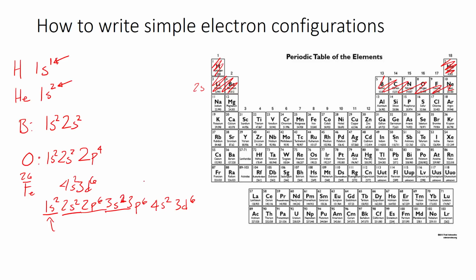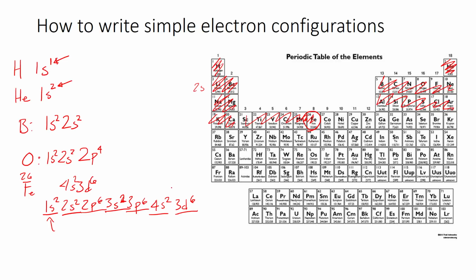3s2, sorry, that should have been a 2. These guys, 3p6, are all of these guys. 4s2 are these two, and then 3d6 are all of these guys all the way up to here. You see that? We're just kind of filling it up, kind of like when you play Connect 4, okay?